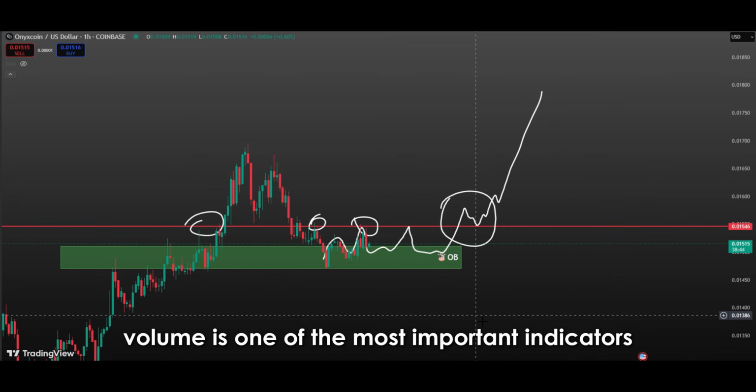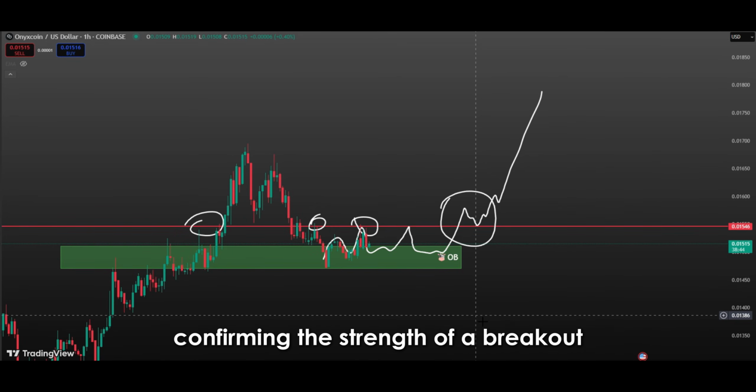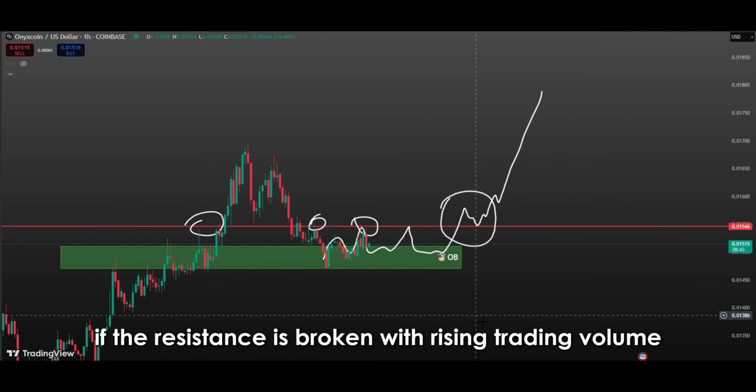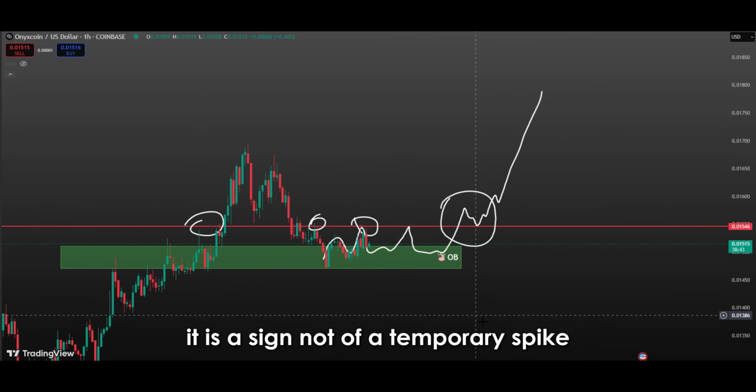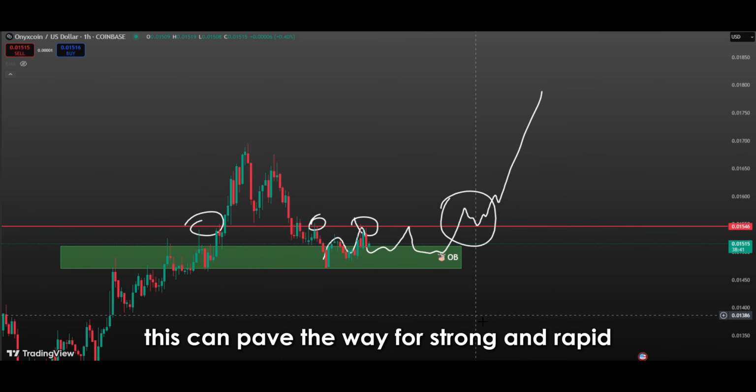Volume is one of the most important indicators confirming the strength of a breakout. If the resistance is broken with rising trading volume, it is a sign not of a temporary spike, but of a lasting change in direction. This can pave the way for strong and rapid price increases.